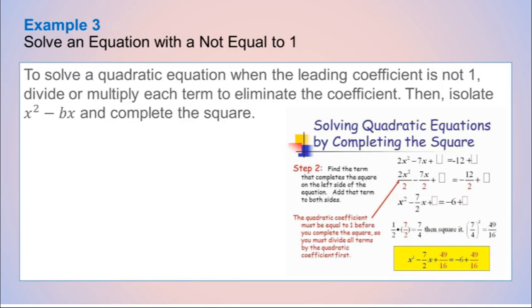Example 3, now you're going to be solving an equation when a is not equal to 1. So how are you going to do this? The very first thing you need to do is make sure that the coefficient in front of x squared is 1. So you're going to divide every term by the leading coefficient so it equals 1. Then you can complete the square.